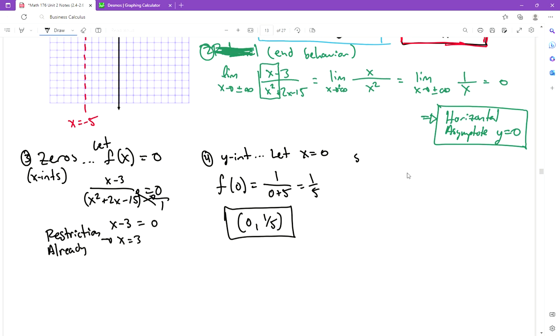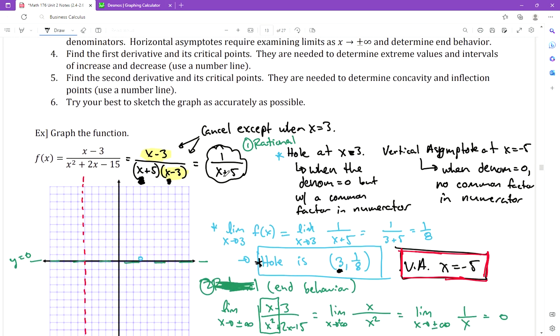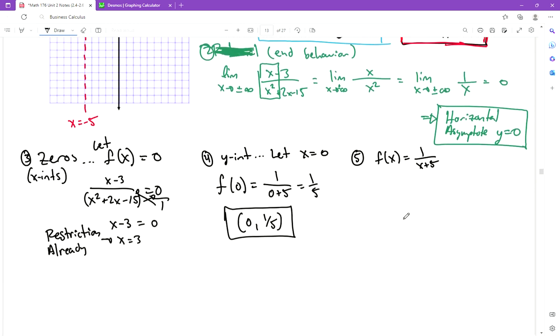So number 5, again, let's use our simplified one, 1 over x plus 5, because it is the same thing. We just know that something weird's going on at 3, which we already have accounted for. So at x equals 3, we've got something weird happening. But this is easier to do our derivative with.